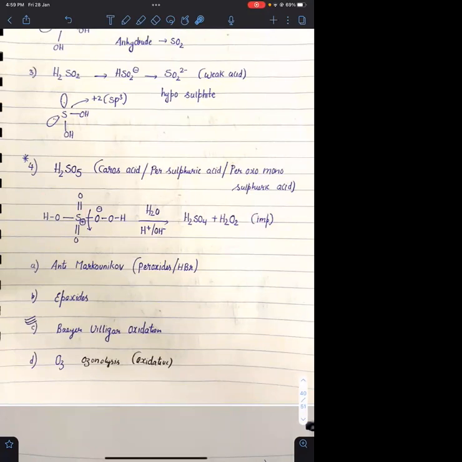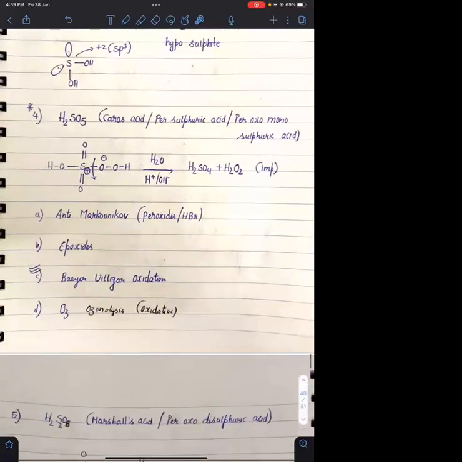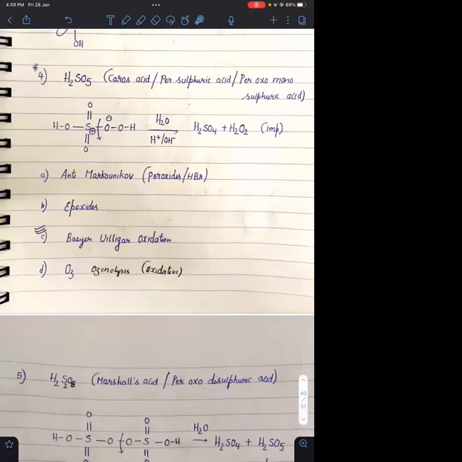Okay. And ये जो Caro's acid है और peroxy acids जो है, in organic chemistry it is used in different reactions. Anti-Markovnikov oxidation of HBr. Remember? Okay. And then epoxides, epoxidation के लिए, okay, Baeyer-Villiger oxidation के लिए, and in ozonolysis, if you want to do oxidative ozonolysis, हम H2O2 use करते थे. You can use also H2SO5 because it is also peroxy acid. Okay, H2O2 भी use कर सकते हैं, or you can also use H2SO5. Is that clear?